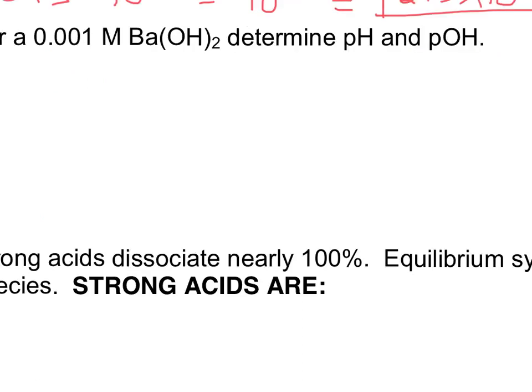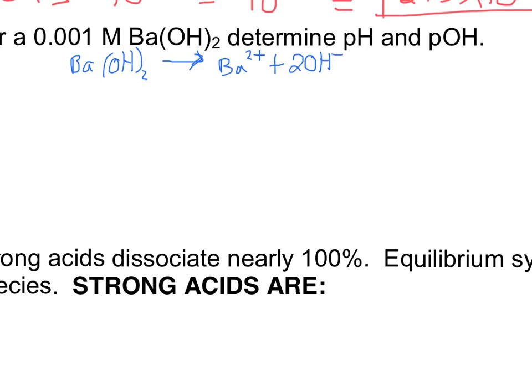Next problem, we have 0.001 molar of barium hydroxide. We want to determine the pH and the pOH. So again, barium hydroxide is a strong base. So we know that Ba(OH)2 is going to 100% dissociate into Ba2+ and 2 OH-.